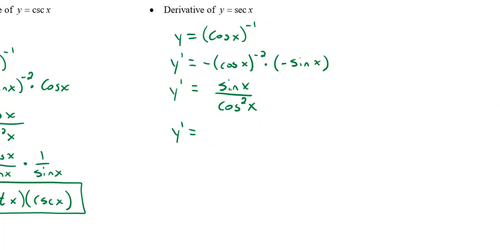So then splitting this up like we did in the last one would be sine x over cos x times 1 over cos x. So y prime would be equal to tan x times secant x.